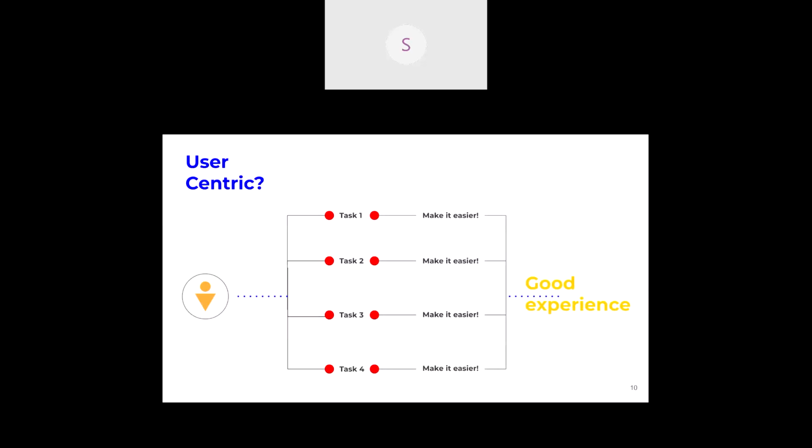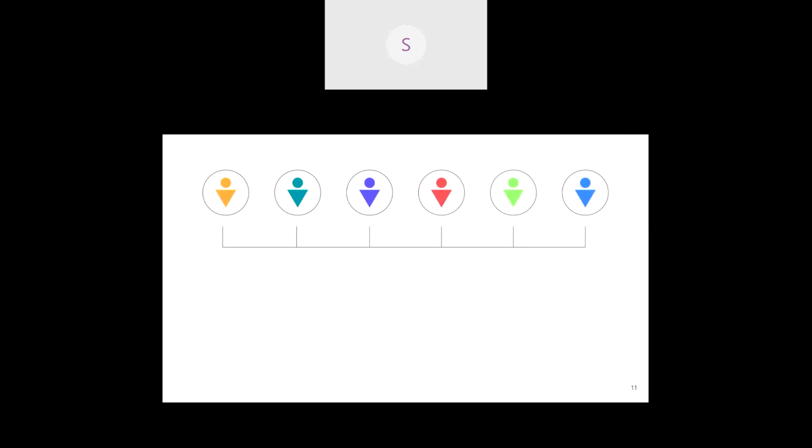Now the question here is, this is only one user. One user is doing task one, task two, task four. Now what if I have another user, and another user? For that, what you can do during your research phase is, suppose we have six users over here, you take down all of the tasks that they have done, and you get a huge list of tasks. What you need to do then is extract the common tasks, one, two, and three in this case, and then make the common tasks easier. Like that, you're actually catering to six people.